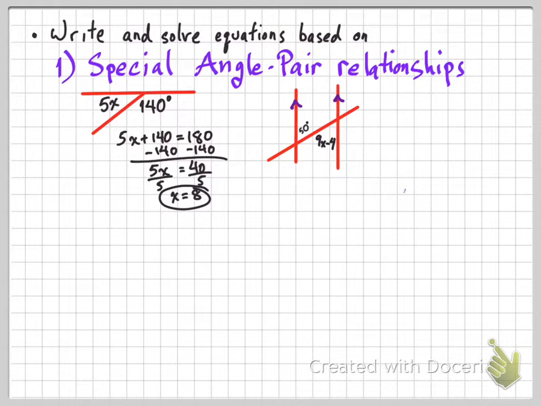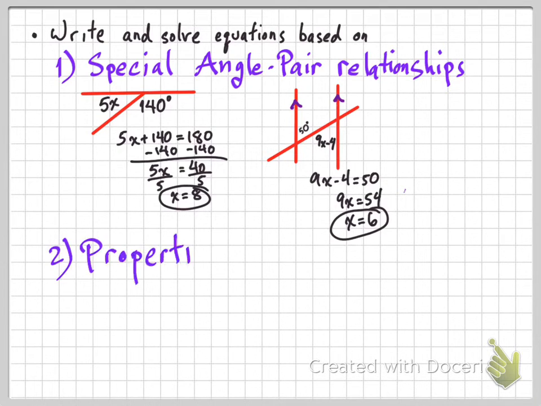A couple of parallel lines crossed by a transversal. Hopefully you can read that in there, 9x minus 4 and 50 degrees. Those are alternate interior angles, which hopefully you remember are equal. And so that forms the basis of your equation. 9x minus 4 equals 50. And you solve that, and you get your answer. All right, so special angle pair relationships, you'll write some equations based on those.